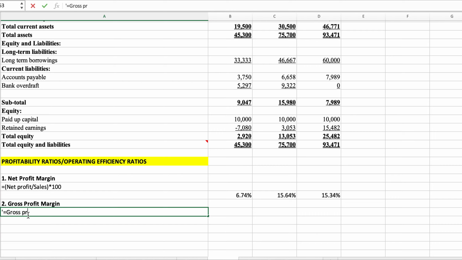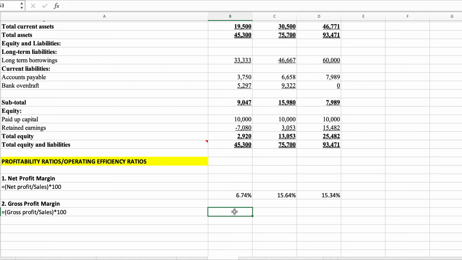The gross profit you divide by sales or revenue, whichever you are given, and then you express as a percentage by multiplying by 100. So that's the formula for gross profit margin. So if we calculate the gross profit margin for these 3 years, we'll start with 2020.